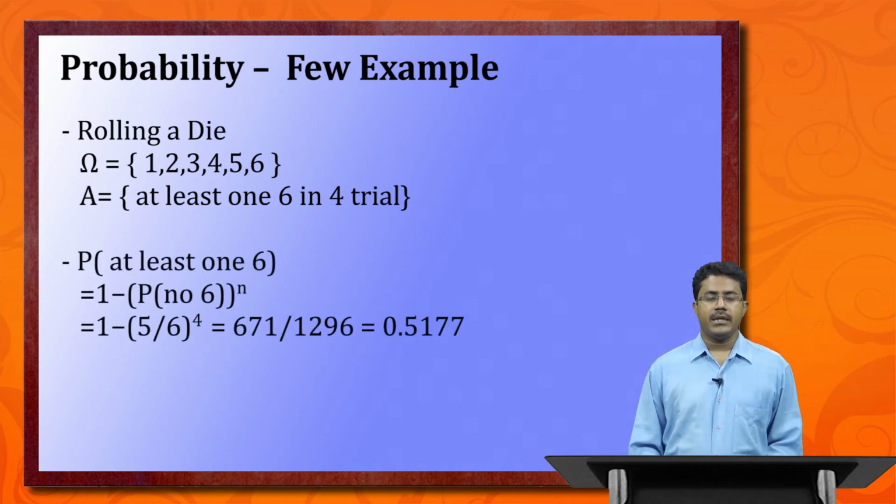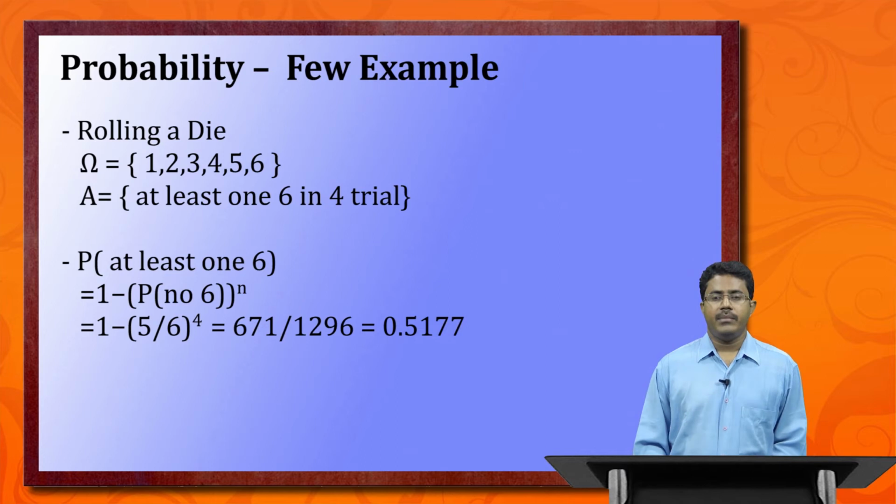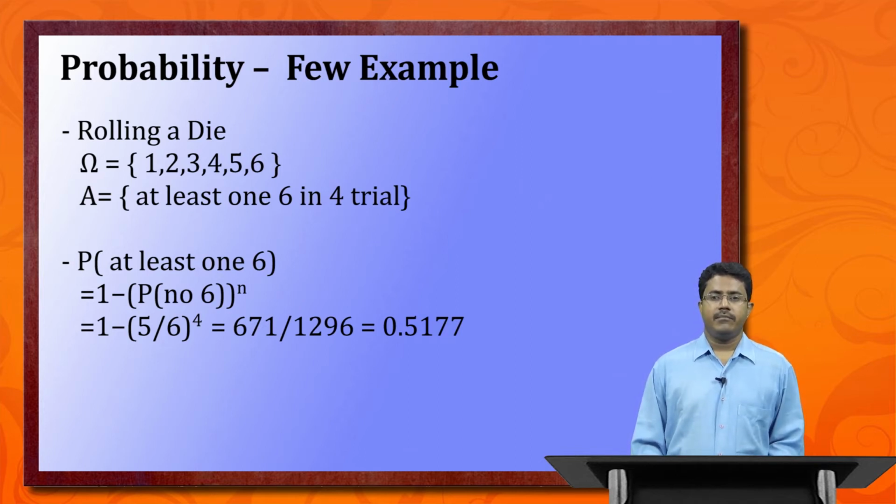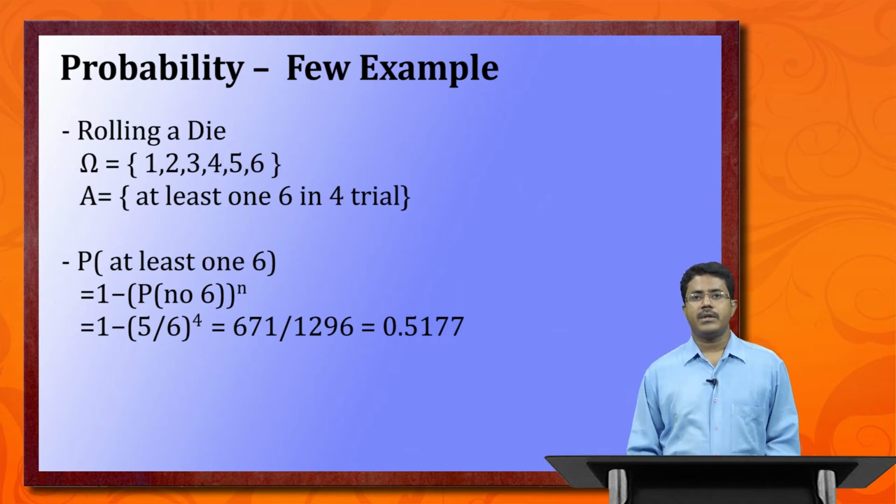So P(at least one 6) equals 1 minus P(no 6) to the power n, where n is the number of trials. So if we use 4 trials, then it is 1 minus 5 by 6, because 5 by 6 is the probability of getting a number other than 6. So 1 minus 5 by 6 to the power 4, that is 0.5177, that is a 51% chance.